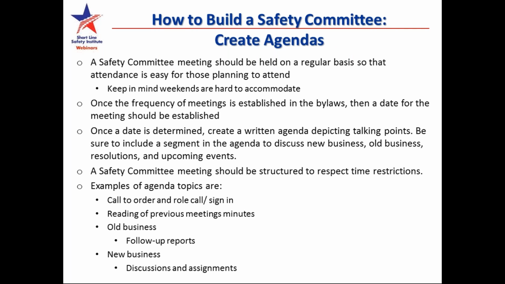Safety committee meetings should be held on a regular basis. As much as possible, make it so that attendance is easy for those who plan to attend. You'll need to determine if only members can attend these meetings or if it's open to all of the employees on the railroad. And generally, if you have a good structured committee with membership that participates, having other people in attendance to observe and to speak if requested is a good idea. You'd never want to get to the point where people in the workforce believe it's a secret society.